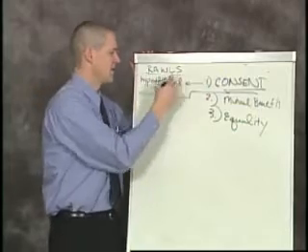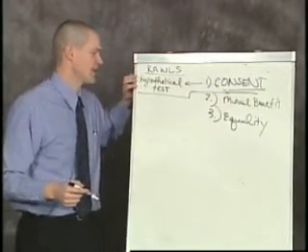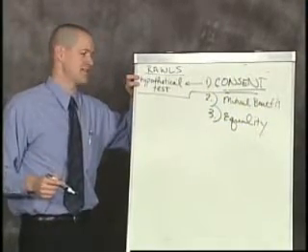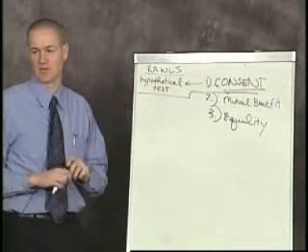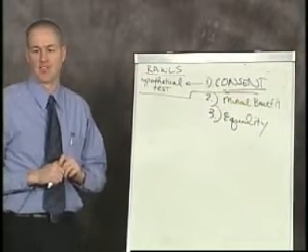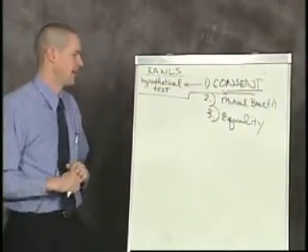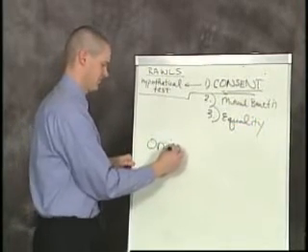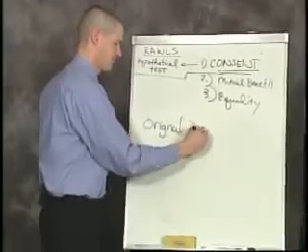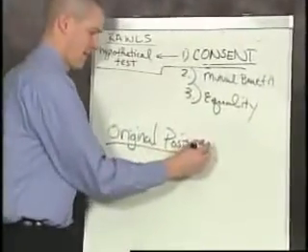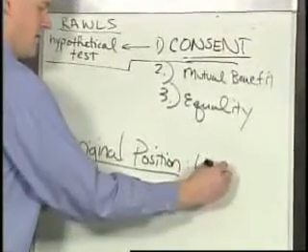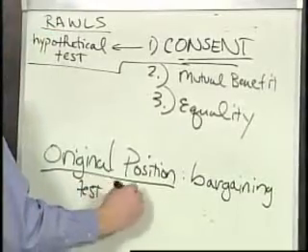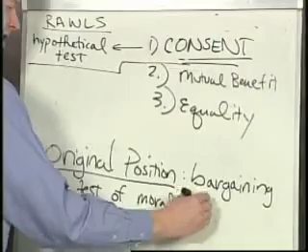But Rawls says you don't. So the social contract is not an actual contract; it's a hypothetical contract, and it's a way of testing laws and moral situations. So this is what he calls a hypothetical test, and it's in what he calls the original position. This is the bargaining test of moral and political actions.